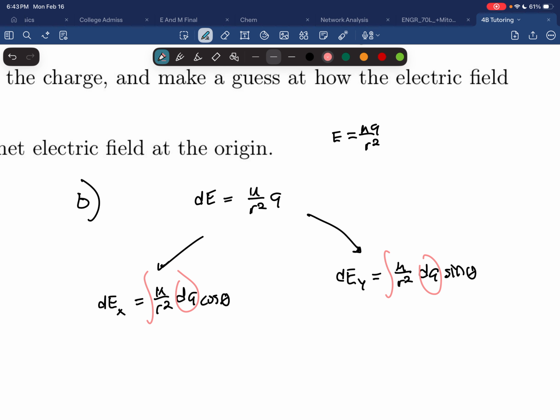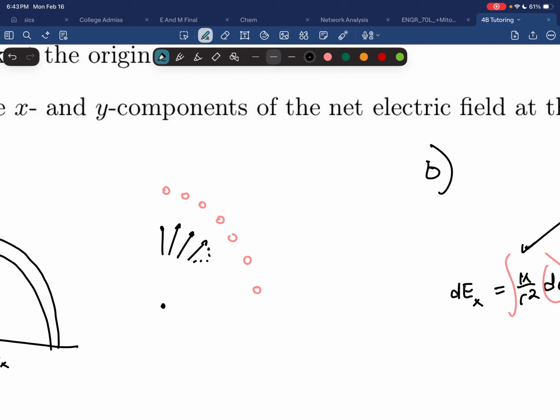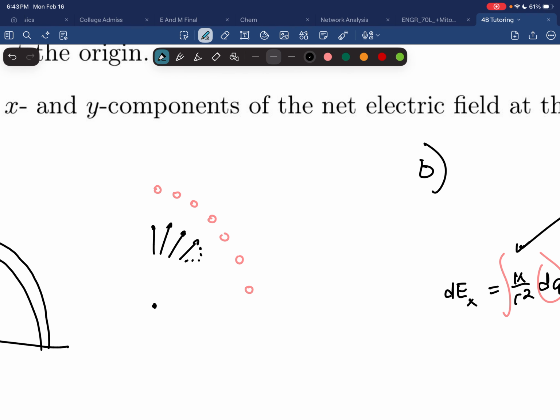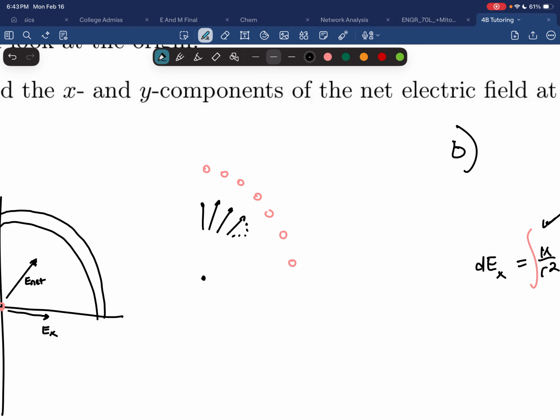So starting with our dq here, we want to be able to integrate this, but there's a problem, being that the electric field that we are summing up here does not depend on just the charge amount, as we just went over, right? Each of these vectors has a magnitude and a direction. And so we have to take into account that directional aspect.